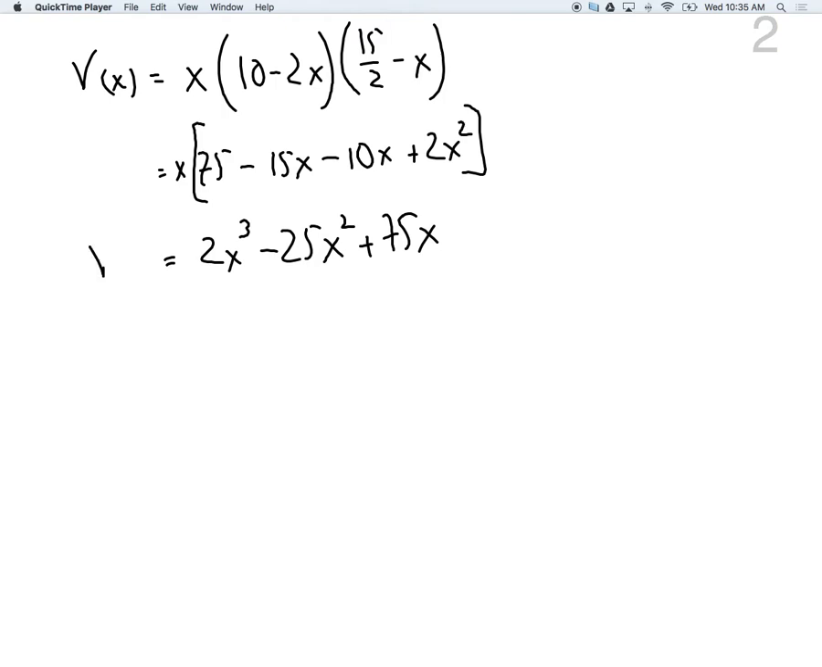So I want to keep things labeled clearly, so that is v of x. I've done no calculus yet, I've just done some algebra. Now I do some calculus. The nice thing about the optimization problems is you do the work on the front end, and most of the time the derivatives aren't bad. You can see we've got a nice polynomial. So v prime of x is equal to 6x squared minus 50x plus 75.